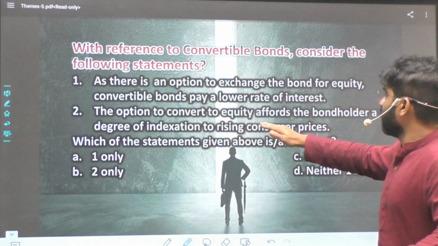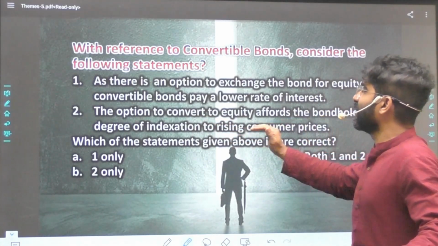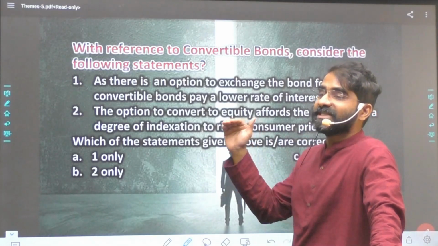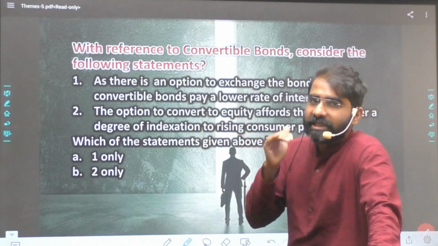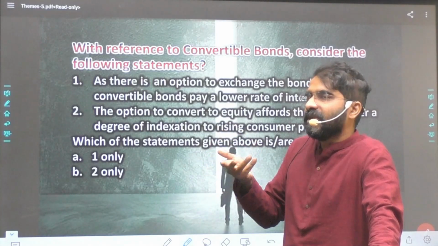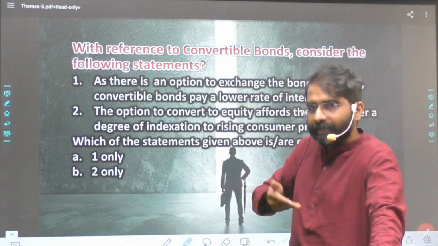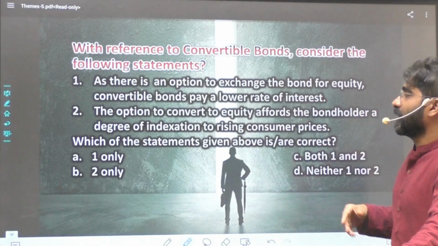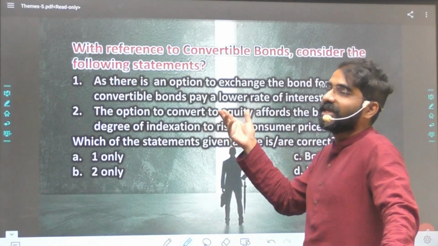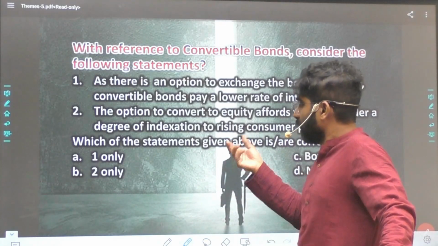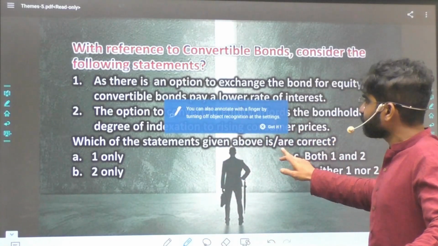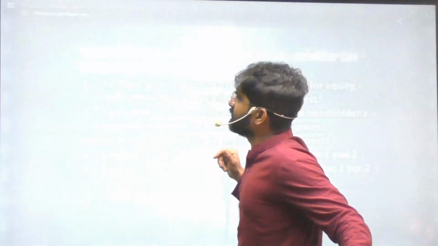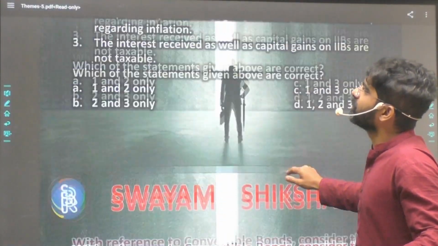The option to convert to equity affords the bondholder a degree of indexation to rising consumer prices. If there is an inflationary effect and you are getting the same 10 rupees, the real return is coming down. So you have an option to convert it into equity. It is acting like a hedge, hedging the risk of inflation. So both statements are okay in this case. Like this, there are simple questions once we understand the logic of bonds.